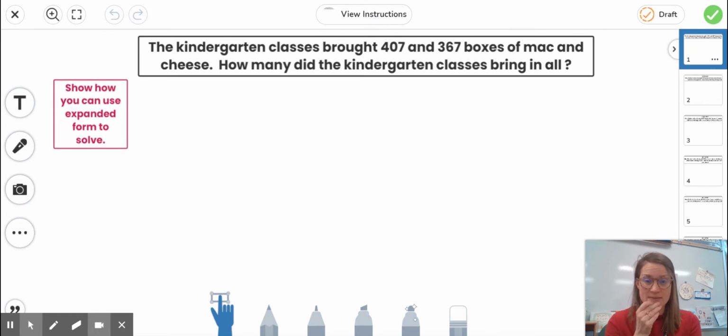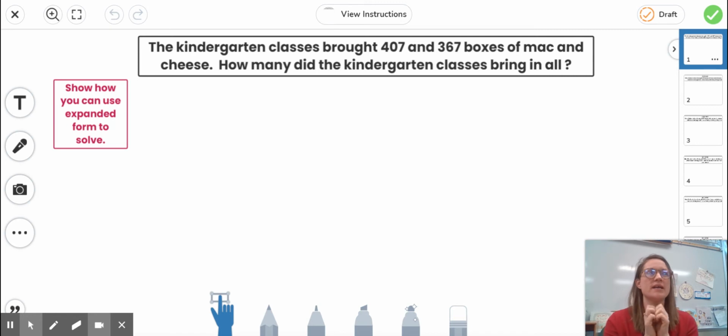Okay, now I'm going to read it again and I'm going to think like what's the question asking? So the kindergarten classes brought 407 and 367 boxes of mac and cheese. How many did the kindergarten classes bring in all? Okay, and sometimes it helps to do that with your hands, right? Like, okay, here's one class, here's the other class. Oh, it's asking in all. So it's asking to compose those together and make a sum of how many would those be if you combine them. So now I'm going to read it one more time.